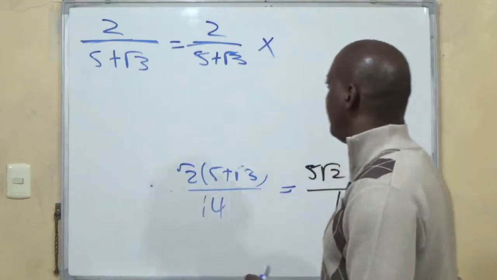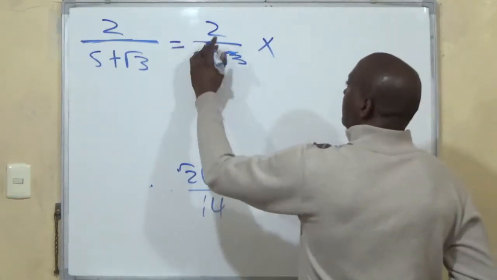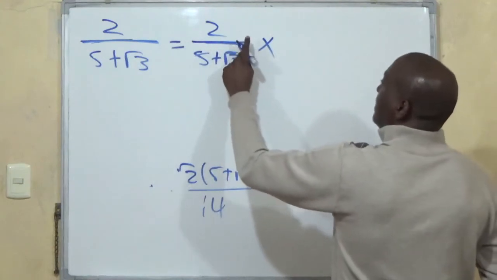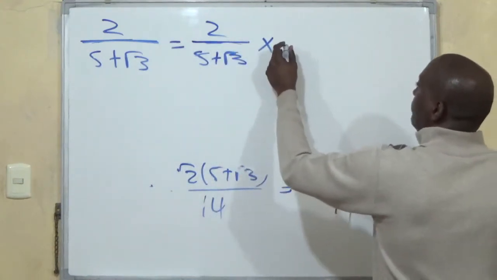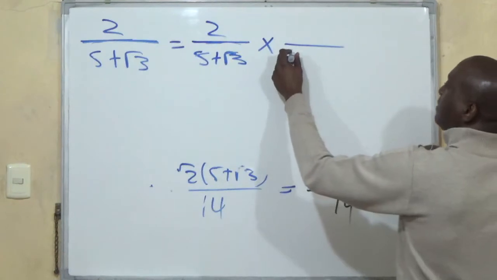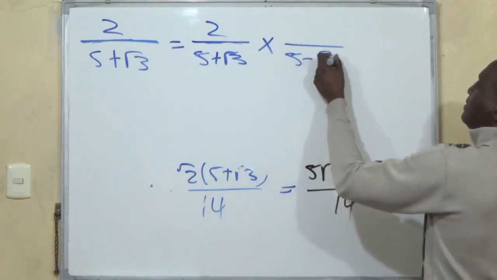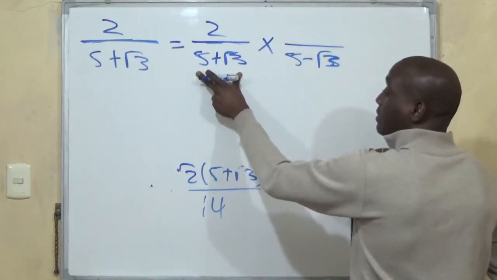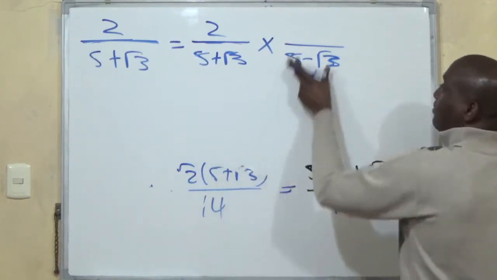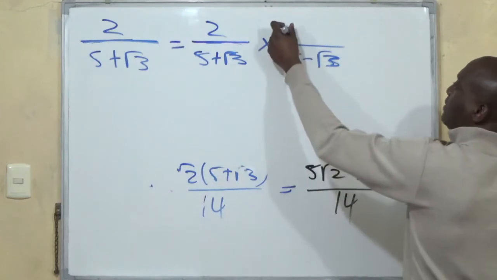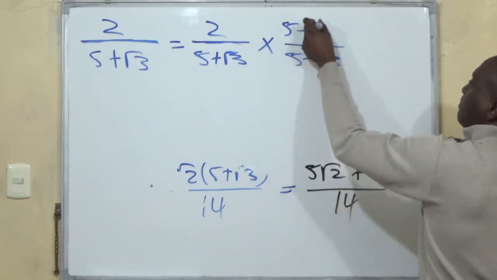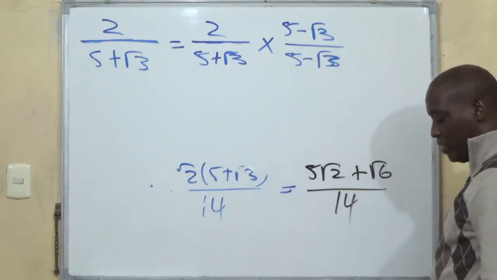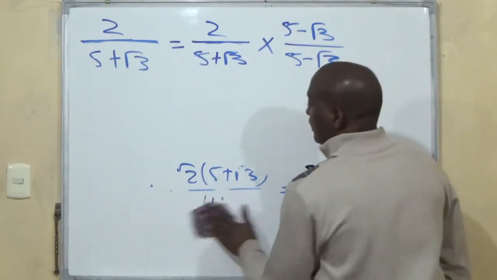Right? So, what's the conjugate of 5 plus root 3? We know that the conjugate of 5 plus root 3 is 5 minus root 3. So all we do is multiply by a whole fraction where the denominator is the conjugate of this guy here, and of course, being a whole fraction, the numerator would be the same. And when we do that, what do we have? Well, let me work it out.